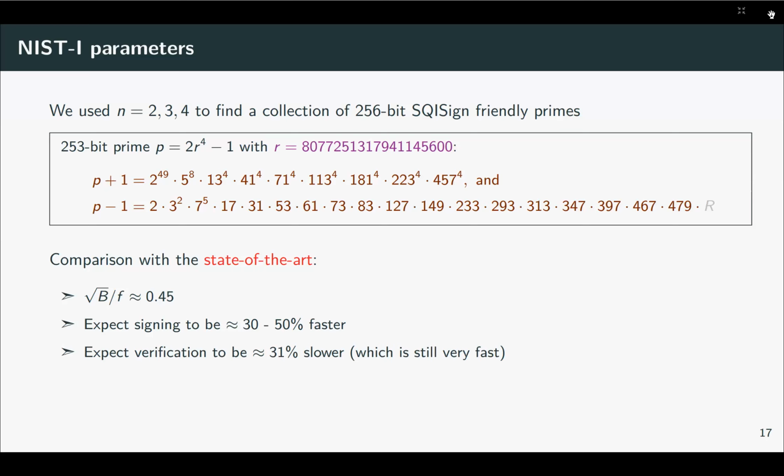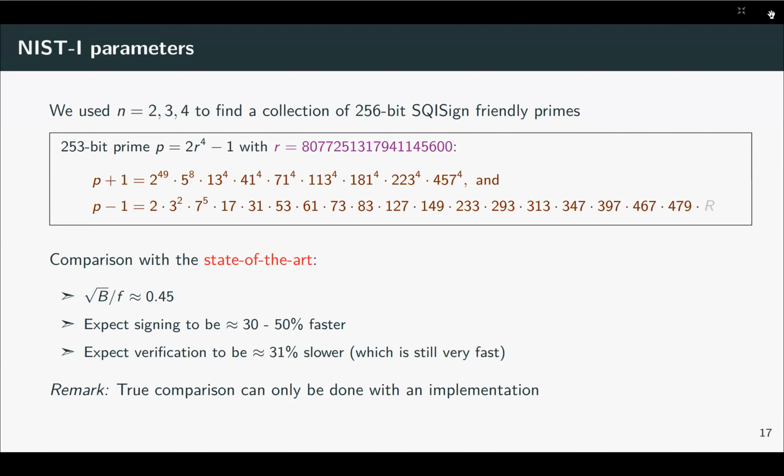And with this, we can probably try to do some sort of comparison. One thing we can notice is that the rough cost metric is a lot smaller. In fact, it's the smallest that we know of at 0.45. So we can do some estimations of how much faster and how much slower the signing and verification is going to be. We did some rough analysis to show that it could be between 30 and 50% faster at the expense of a slightly slower verification, 31%. And when I say 31% slower, this is still really good.